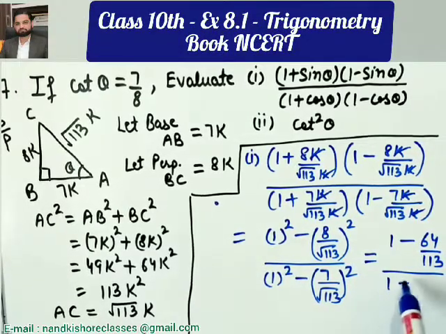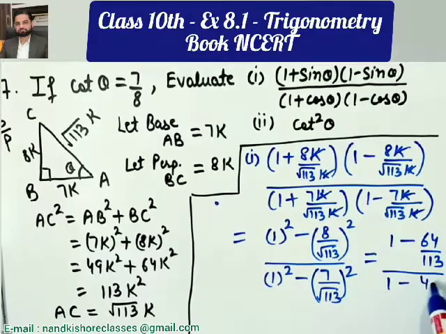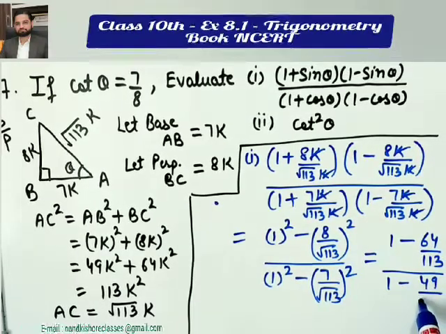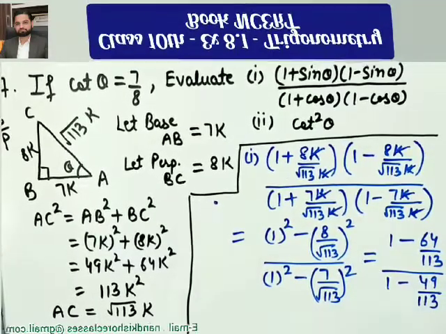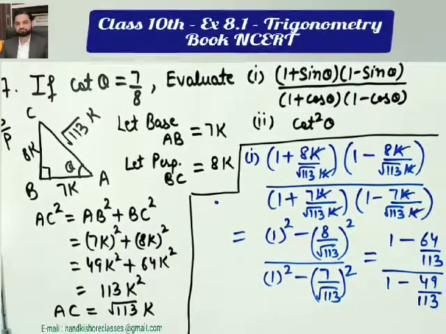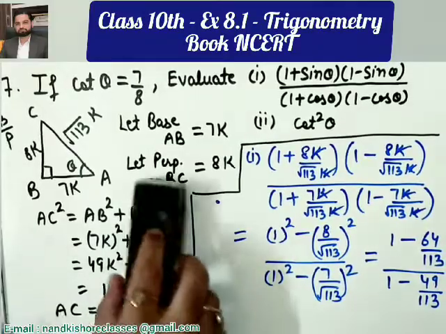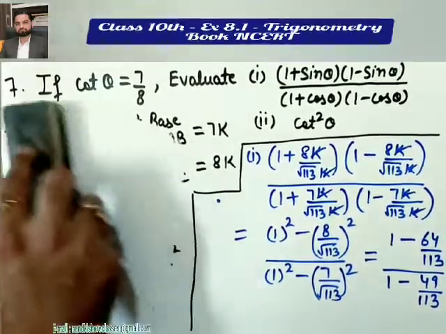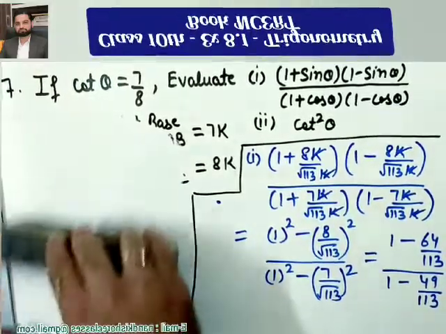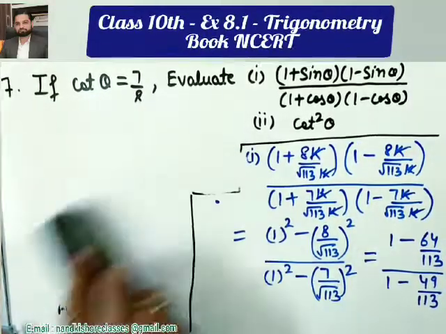And in the denominator 1 minus 7 square is 49 over 113. So calculation is very easy now. It's not difficult. Let's see what we need to do ahead. I am doing the calculation on this portion because we are already done with this. Let us see what it will become ahead.